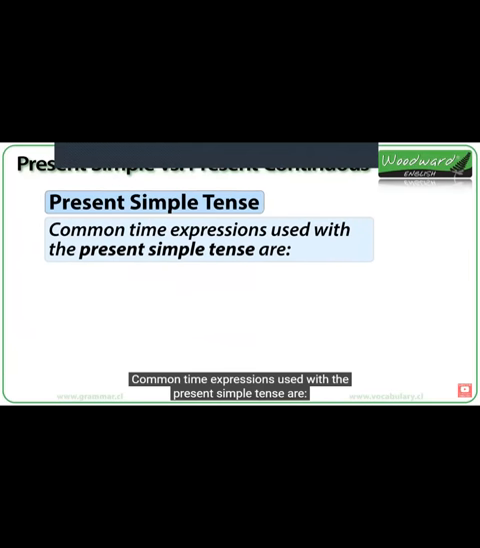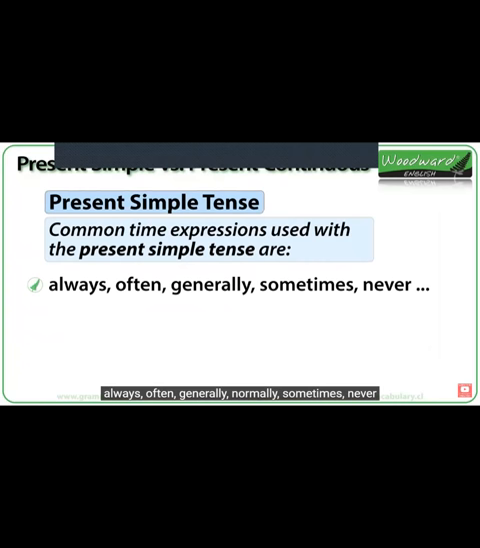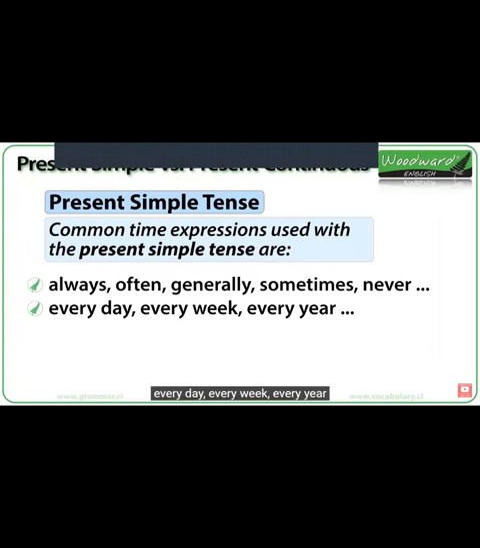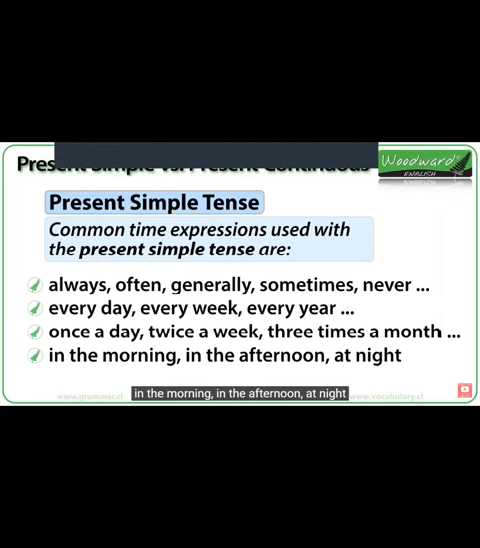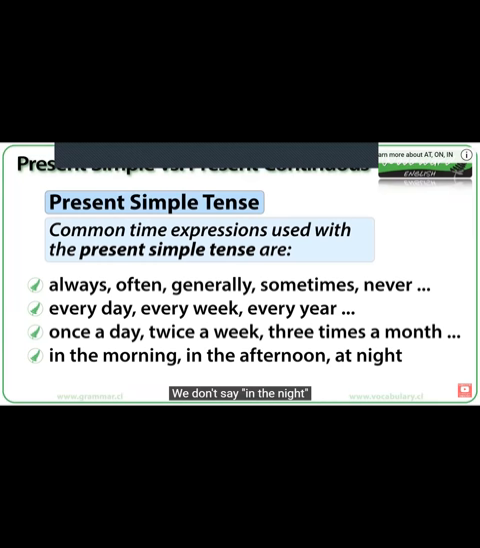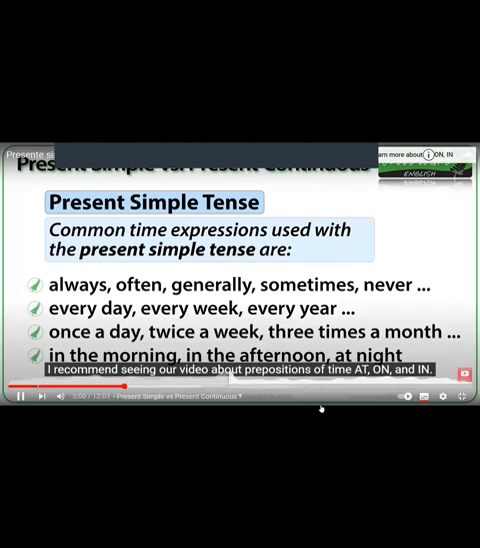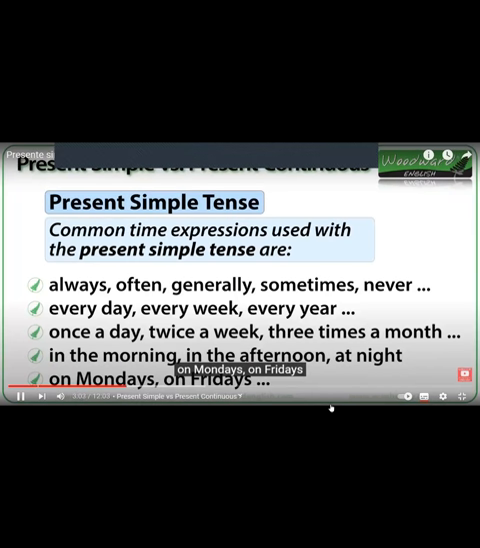Common time expressions used with the present simple tense are always, often, generally, normally, sometimes, never. Every day, every week, every year. Note that the time word is in the singular form. Day, not days. Once a day, twice a week, 3 times a month. Then the rest are 4 times, 5 times, etc. In the morning, in the afternoon, at night. We don't say in the night. I recommend seeing our video about prepositions of time at, on, and in. On Mondays, on Fridays. When the day is in plural, it refers to all Mondays, all Fridays.